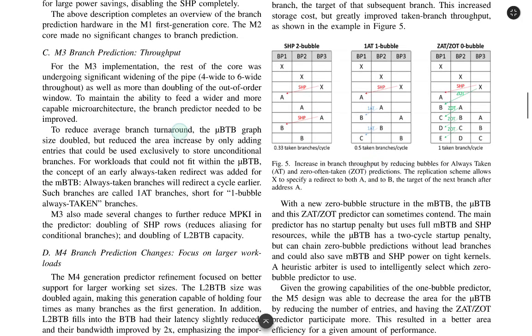To reduce the average branch turnaround, the micro BTB graph size doubled, and the area increase was reduced by adding entries that could be used exclusively for unconditional branches. For workloads that could not fit within the micro BTB, the concept of an early already-taken redirect was added for the MBTB. An already-taken branch will redirect a cycle earlier. Such branches are called 1AT branches, for short, 1-bubble already-taken branches.